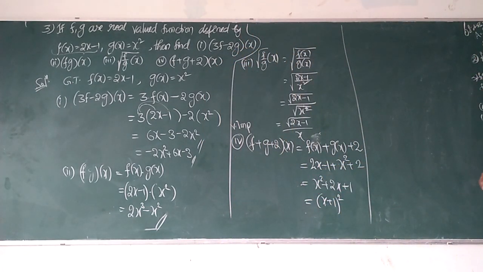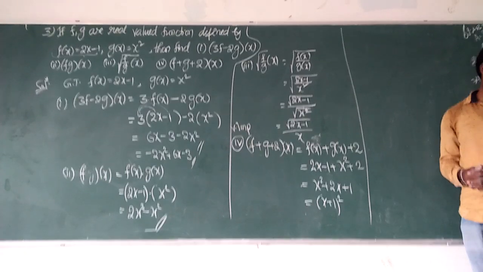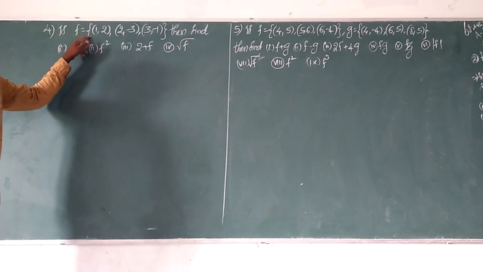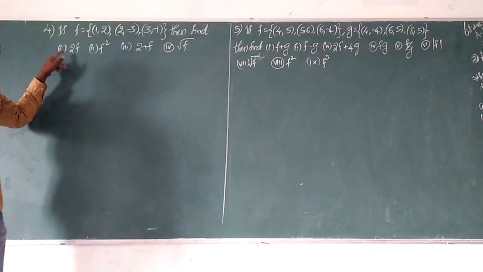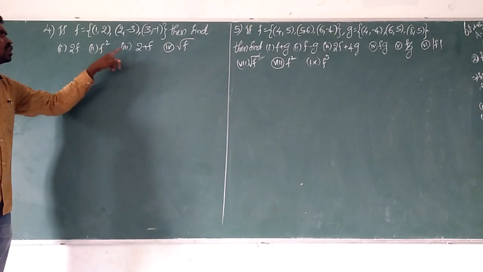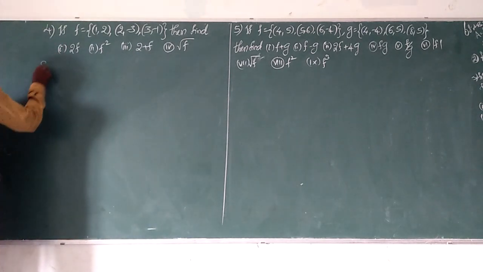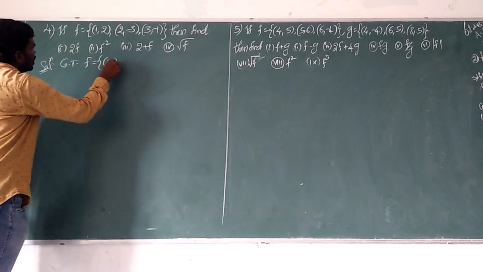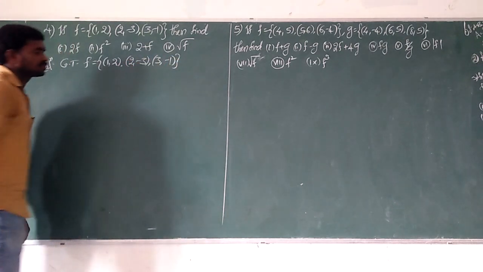So let us take the fourth question. So please write it down. Okay, next, fourth question. If f equals the set of (1, 2), (2, minus 3), (3, minus 1), then find: first one 2f, second one f square, third one 2 plus f, fourth one root f. Okay. Solution. So what is given? Given that f equals (1, 2), (2, minus 3), (3, minus 1). So these are the given.